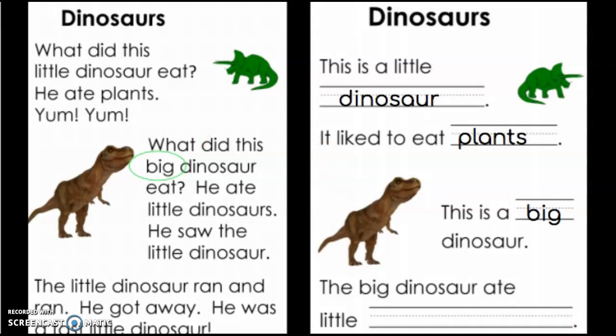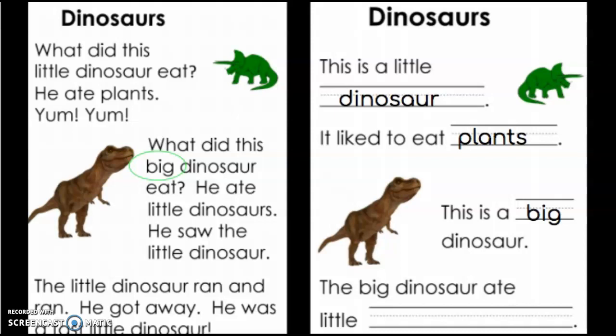All right, we're going to do our very last one. The big dinosaur ate little... The big dinosaur ate little pieces of chicken? I don't know. Let's go back in our passage and circle our answer. The big dinosaur ate little blank. Pause the video and go back and find it.